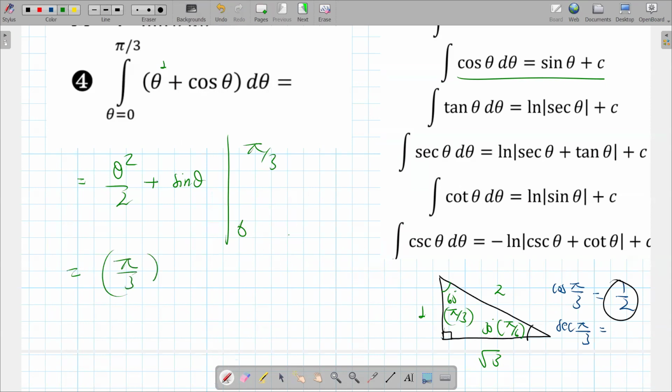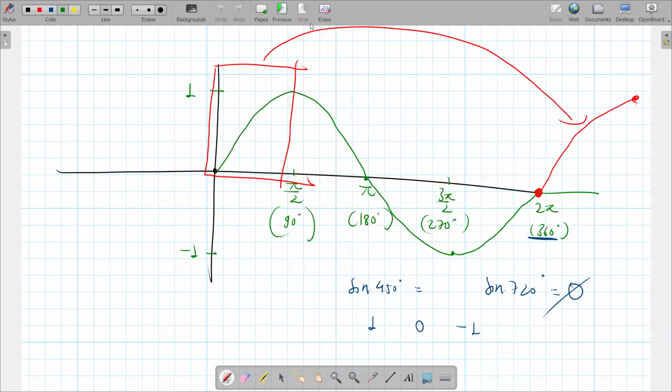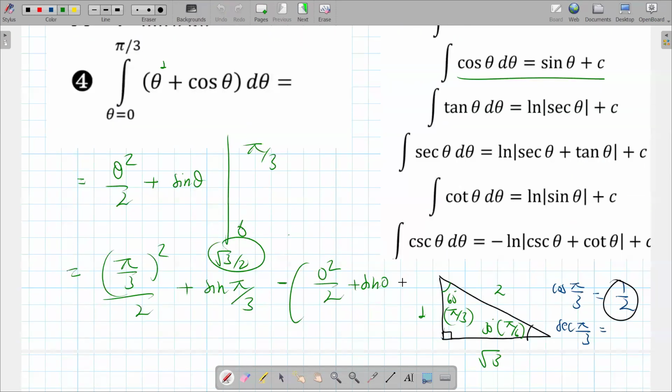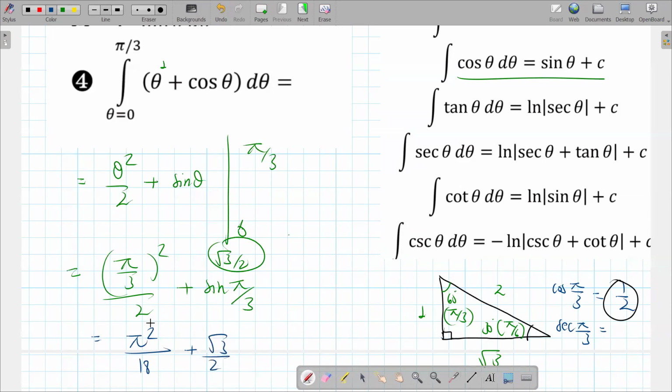Pi over 3 squared over 2 plus sine of pi over 3. This is going to be root 3 over 2 from that triangle. If you check that triangle, opposite over hypotenuse, you get root 3 over 2. Minus, now you plug 0 in there, 0 squared over 2 plus sine of 0. Sine of 0, we did it somewhere here. It's a 0. So 0 squared over 2 is a 0. So this entire thing essentially just disappears. So the final answer here would be pi squared over 9 times 2, 18, plus root 3 over 2. Final answer, and you're done.